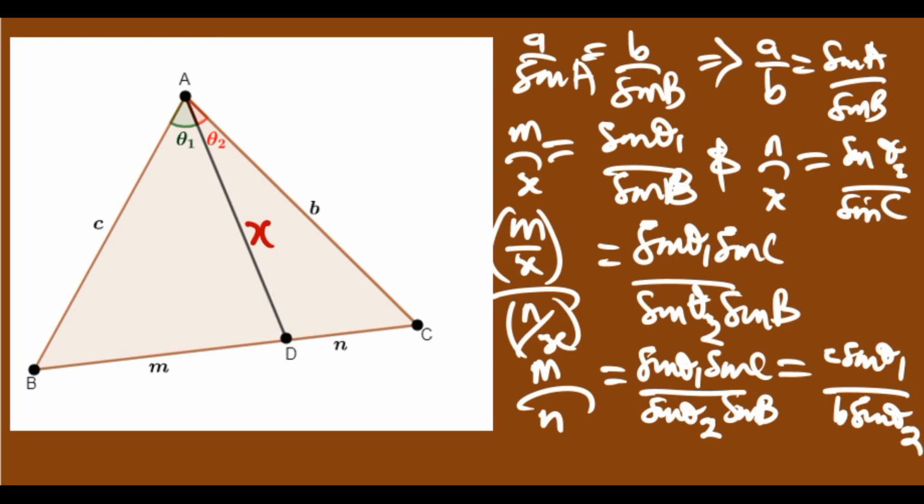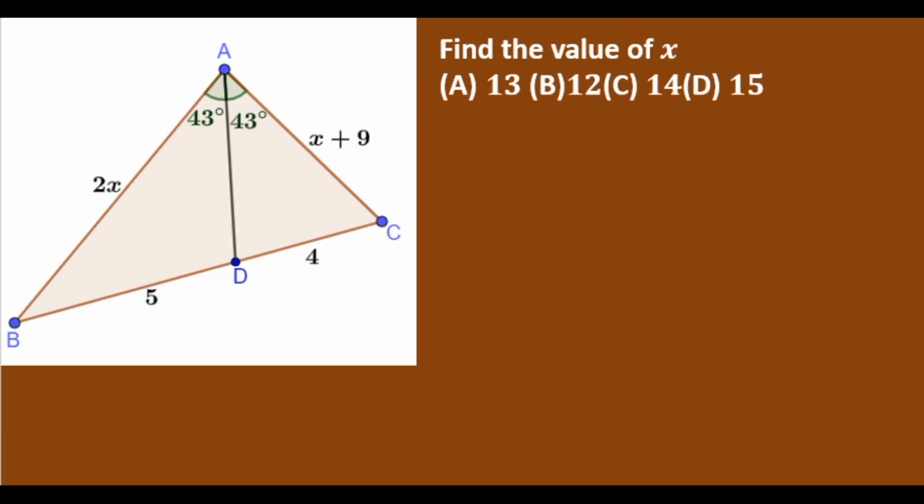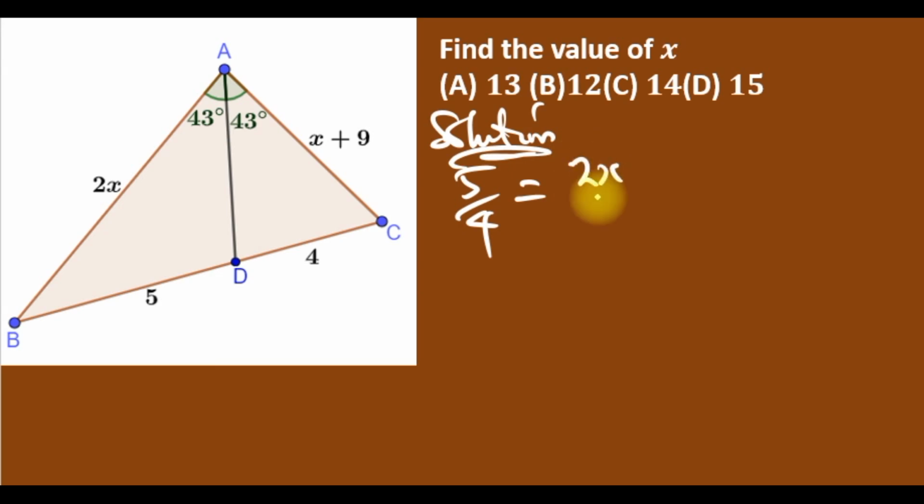So let's solve just an example to illustrate that. We have to find the value of x. As you can see, we have 43 degrees. So without wasting time, we see that 5 over 4 is the same thing as 2x over x plus 9, by the angle bisector theorem.